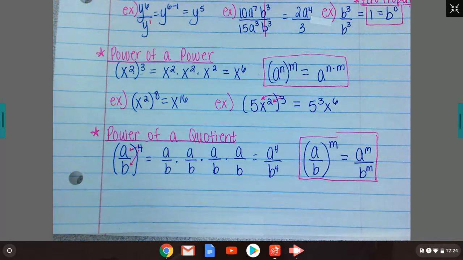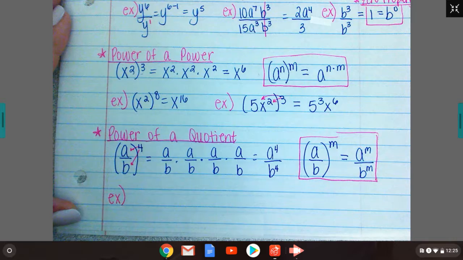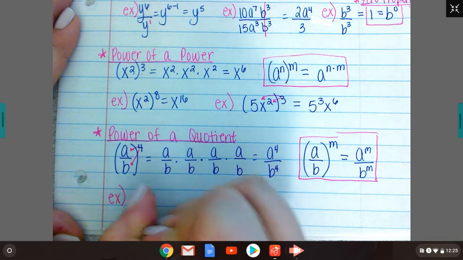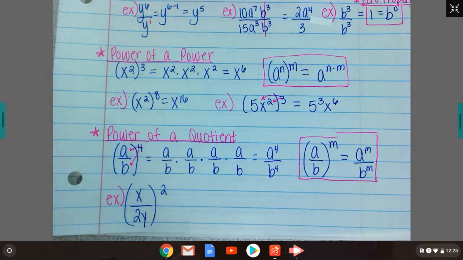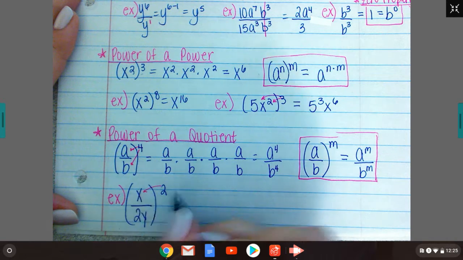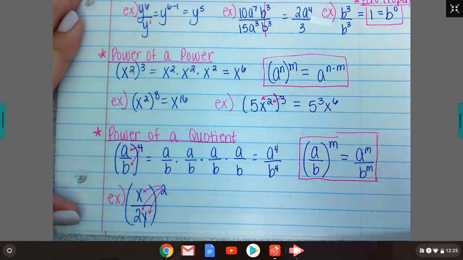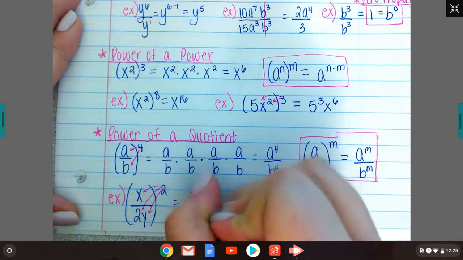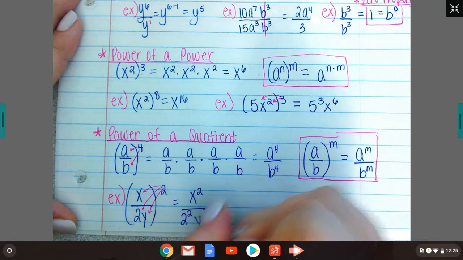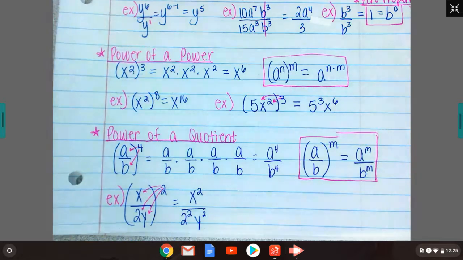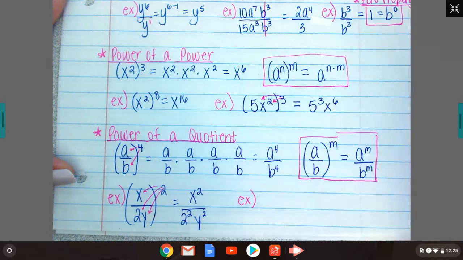Let's do a couple examples and we're all set with these ones. If I had, let's see, x over 2y squared, I can distribute this into every term. And where I often see a mistake is that you forget to put it into the number term, the coefficient, as well. So this is x squared over 2 squared y squared. So everything gets squared.